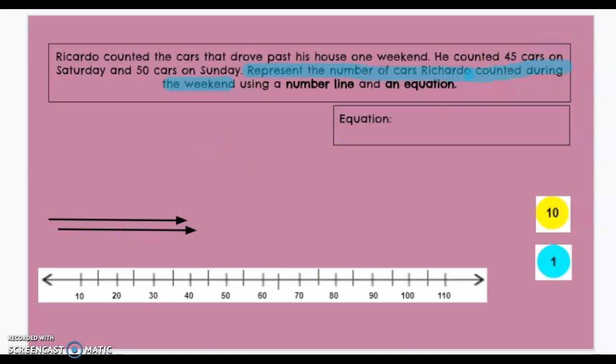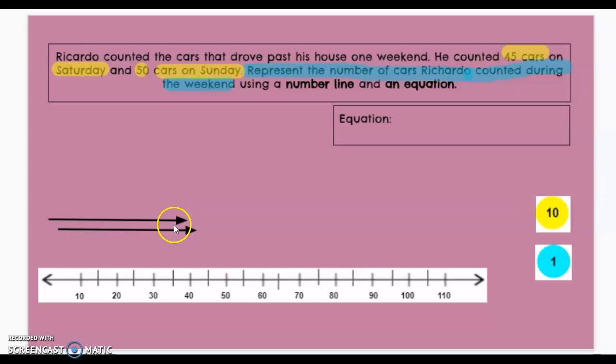He counted 45 cars on Saturday, 50 cars on Sunday. So, I want to know the number of cars counted during the weekend. So the number of cars counted during the weekend, that would be both Saturday and Sunday. I want to know both of those together.